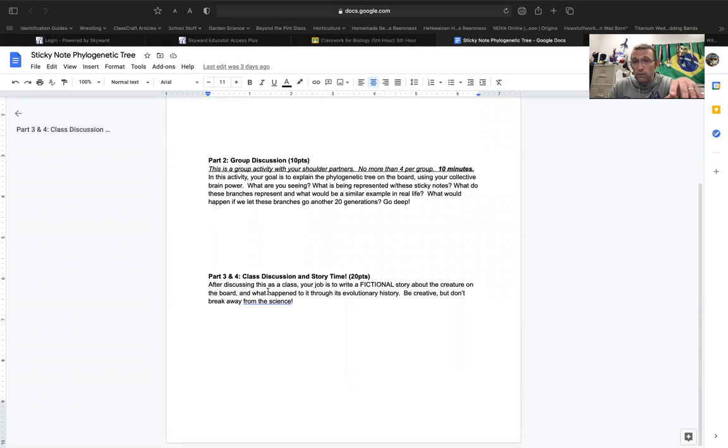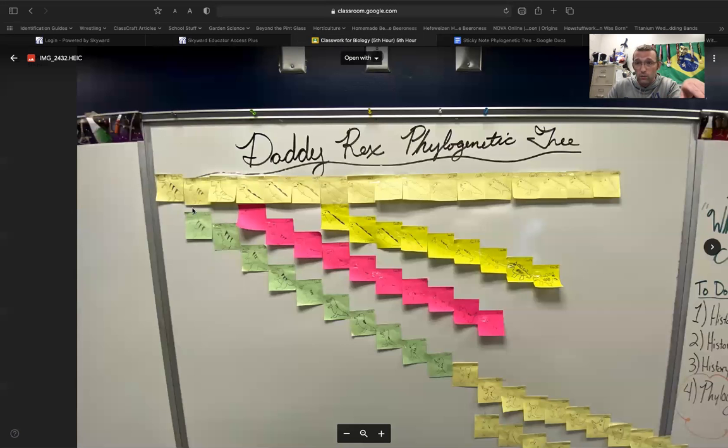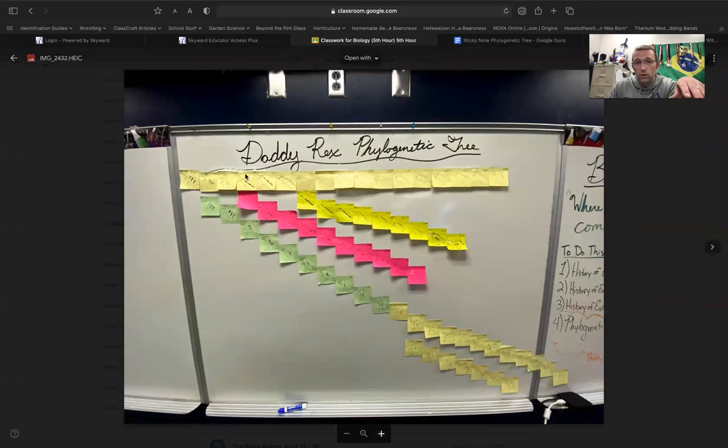That gets you then to part number 4. Now, part number 3 is me discussing it with the whole class. You're getting what I basically give the students in class. I walk them through the whole first top line and explain what I mean by all of these things and what to look for. So then they get to the story part. And the story part is creating a fictional story, because we know obviously this is a fictional scenario. You're writing a story about the original creature on the board, Daddy Rex, and what happened to his family over time. So you have to explain what happened here, here, here, all the way down, and both of those splits. So you're explaining the whole tree.